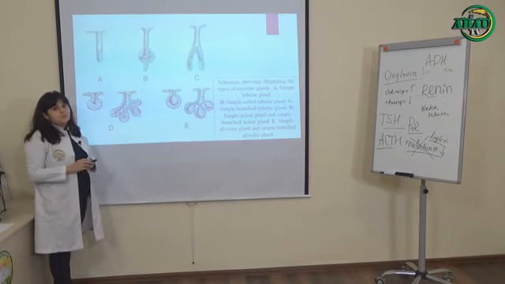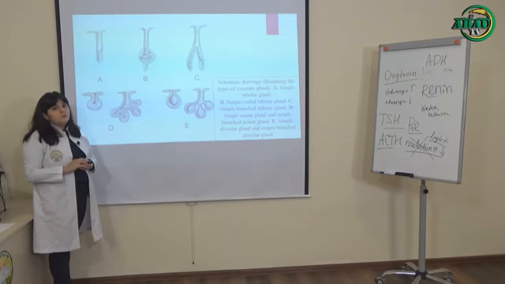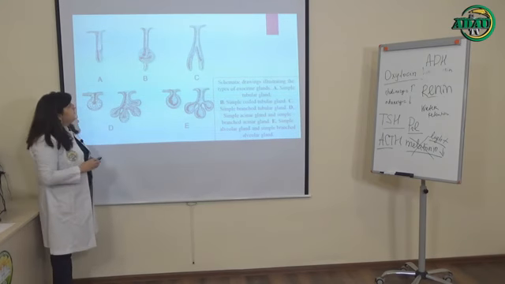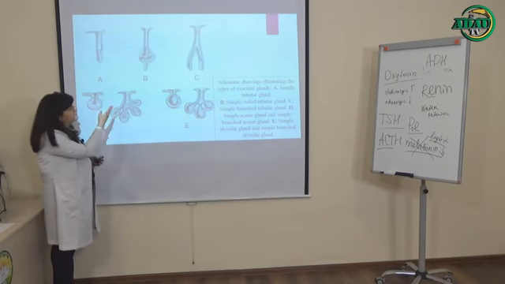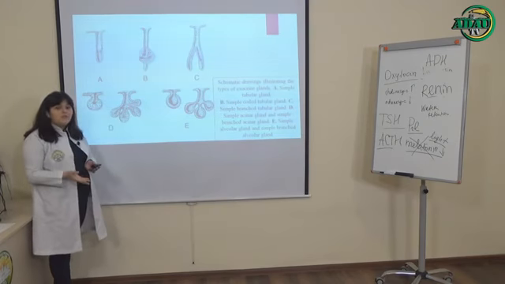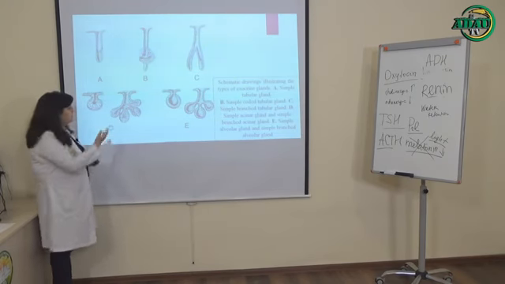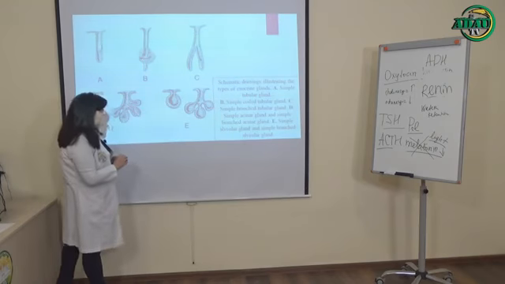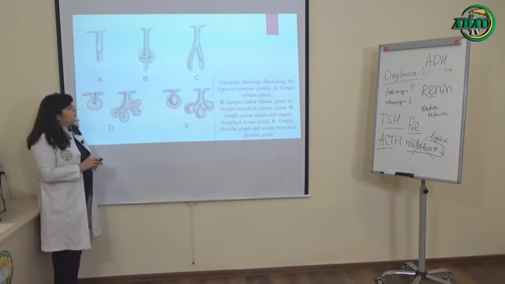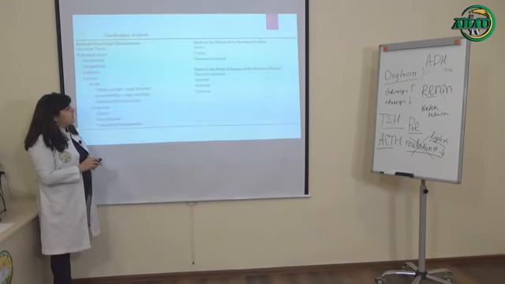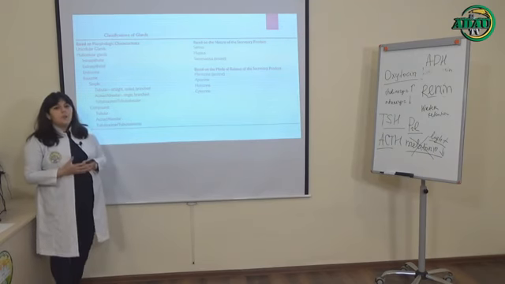Mainly the sweat glands, for example, have a tubular shape. Besides, the glands which are tubular can also be branched and can be coiled. And here we can see alveolar glands and acinar glands. If I go a little bit back, here we have compound glands. Why are the glands called compound?